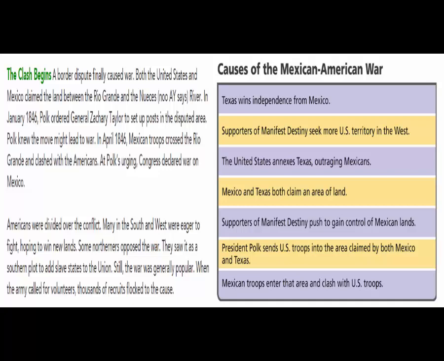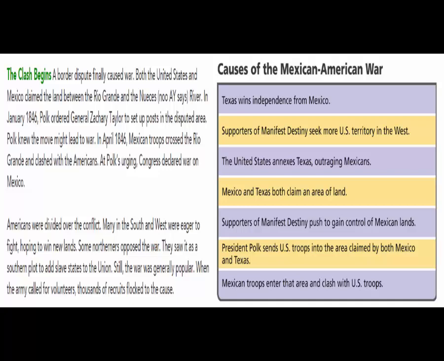Question number 13. Why did Northerners and Southerners not agree over the Mexican-American War? Well, many in the South and West were eager to have this war because they realized when we win this war, there's going to be new lands, and those new lands mean new territories that become states, and because those states are in the South, that means more slave states, and more slave states means more power in Congress, which can further keep slavery legal.